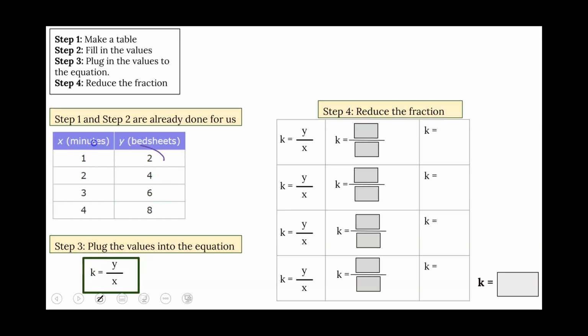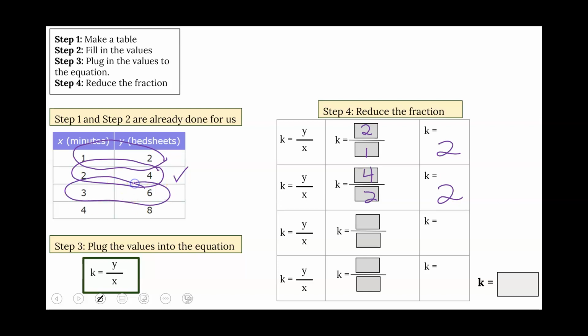I'm going to start on the first one and I'm going to put my Y first, and my Y is 2 and my X is 1. So on my calculator, I'm going to take 2 and divide it by 1 and I get 2. Next one, I'm going to do the Y first, which is 4, and the X is 2, and I'm going to do 4 divided by 2, and I get 2 again.